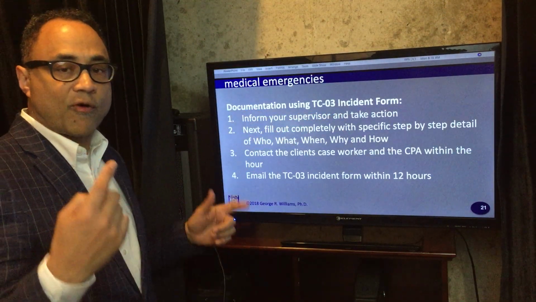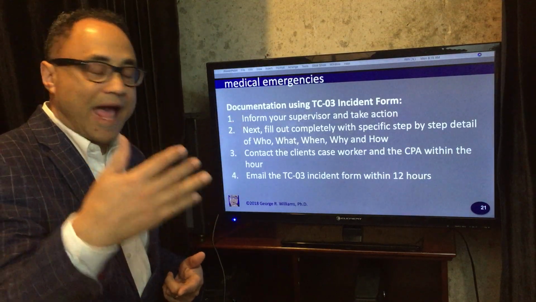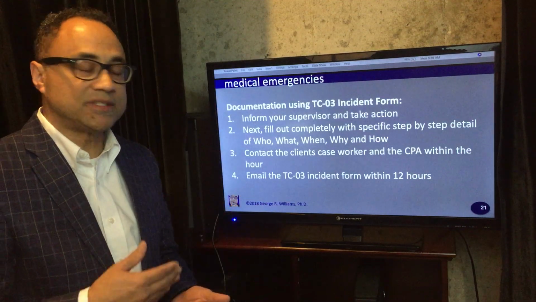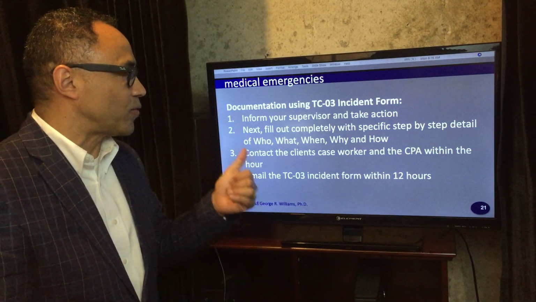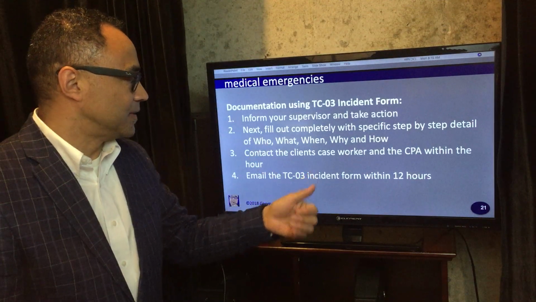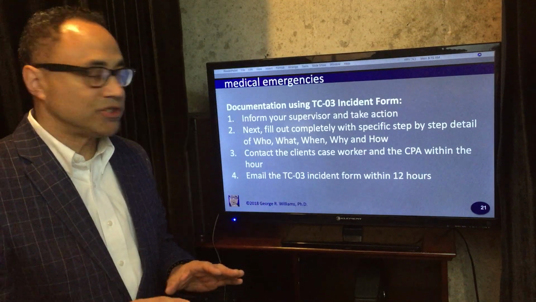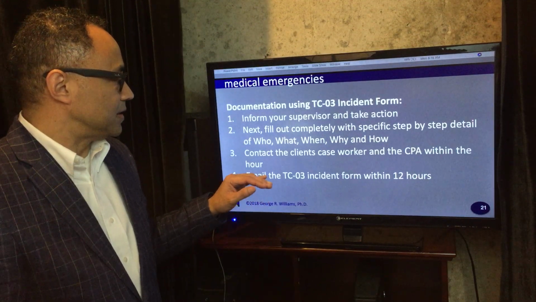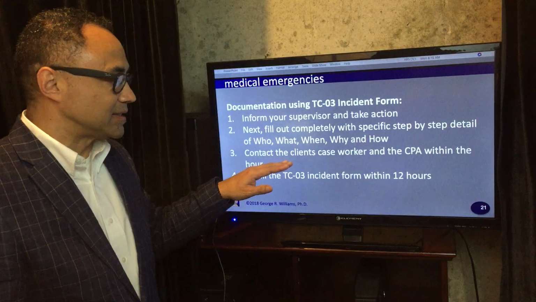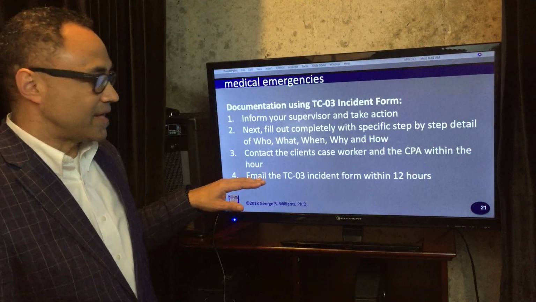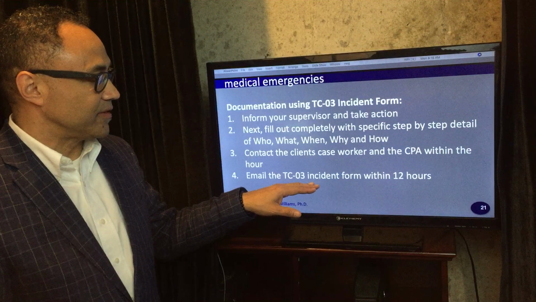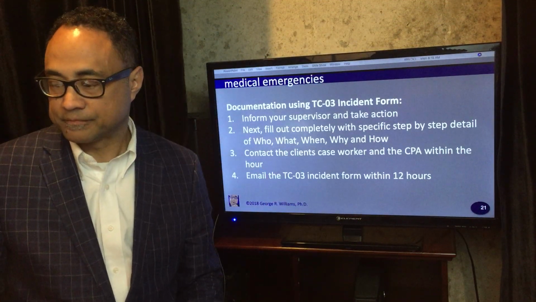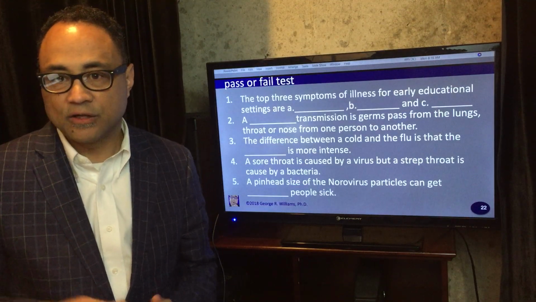So you want to inform your supervisor, number one, you want to take an action, and then next you want to fill out completely that form with specific step-by-step details of who, what, when, why, and how. And that's also important in the actions you take, that you're writing those things down. And then contact the caseworker, the client's caseworker, and the CPA within an hour. And then you want to email that incident form within 12 hours to the caseworker and the CPA. So that concludes the training.